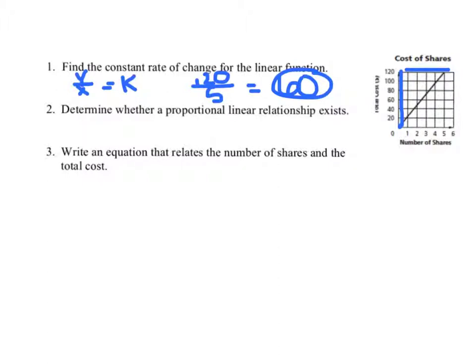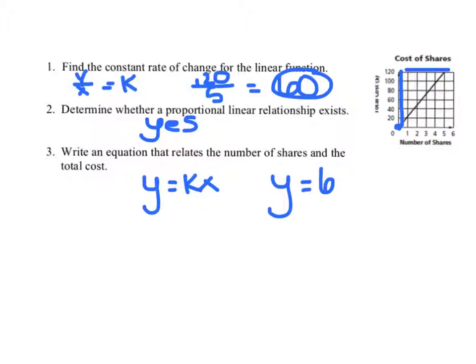All right, so determine whether a proportional linear relationship exists. Taking a look at our graph, it goes through the origin and it forms a straight line. So yes, this is a proportional relationship. And now write an equation that relates the number of shares to the total cost. Remember, another form of direct variation is y is equal to kx. And in this case, we said that k is equal to 60. So y is equal to 60x. That's going to be our equation.